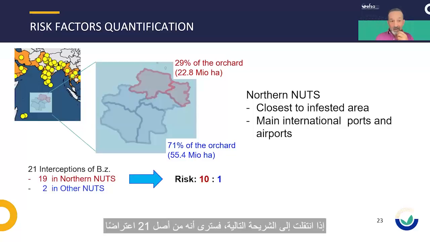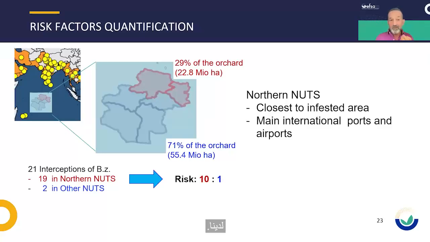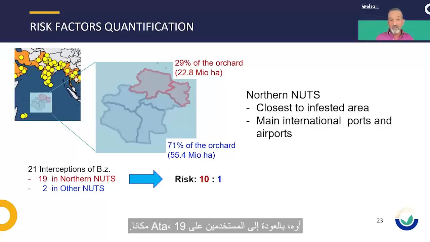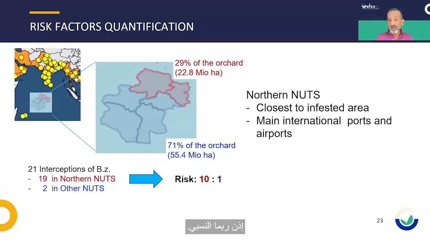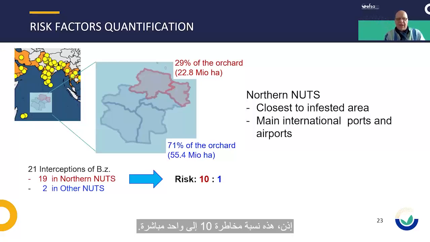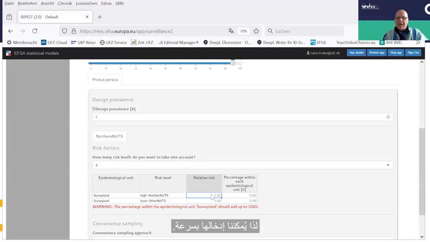So if you go to the next slide, you'll see that from 21 interceptions that we have of Bactrocera zonata, 19 were in the northern NUTS. So you had 21 interceptions? Yeah. And 19 in the northern NUTS. Okay, so then this is a risk relation of 10 to 1. Straightforward. That's nice. Very good data to help us. So we can quickly switch that in. So you say 10 to 1.